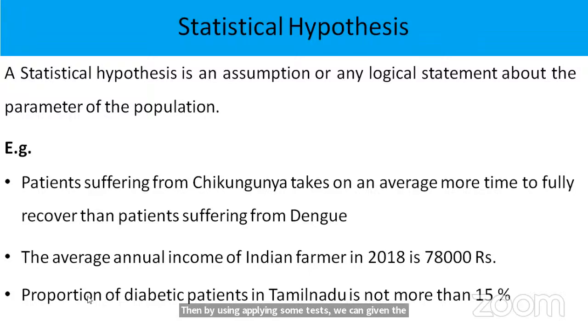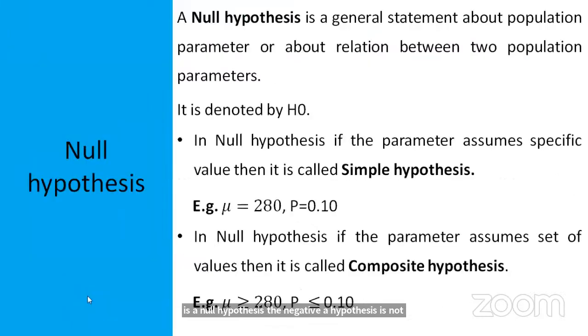First, we should state the assumption, both assumptions, one in a positive way and one in a negative way. The positive way, the assumption, is the null hypothesis. The negative way is the alternative hypothesis. The first one is the null hypothesis. A null hypothesis is a general statement about the population parameter or about the relation between two population parameters. It is denoted by H0, that is, hypothesis 0 is defined as the null hypothesis.